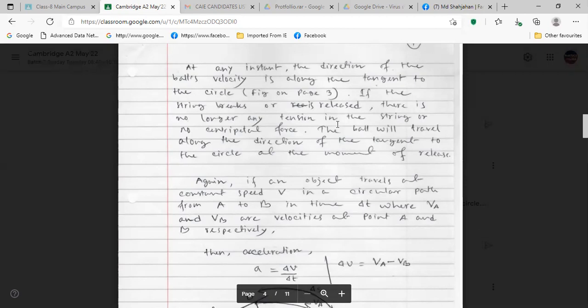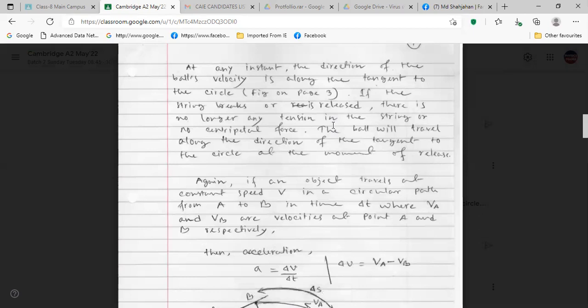The first paragraph you read, that one you understand that if, for example, you are whirling a stone with a rope, right? That time, if you release it or somehow it is torn, then you will see it is going straight. The moment it was torn or it was released, from that point it is going straight, right? Isn't it?